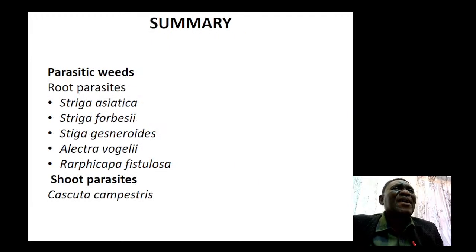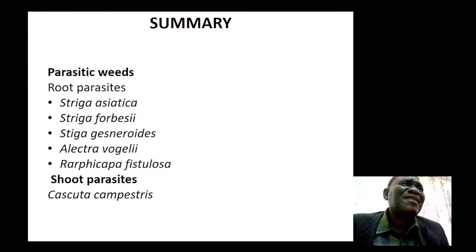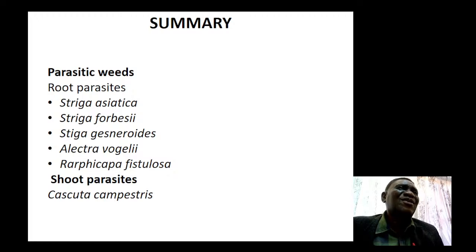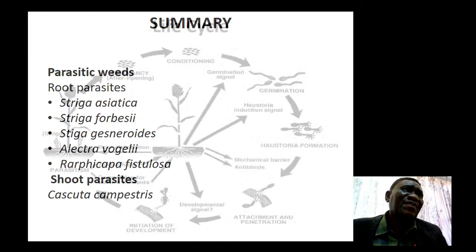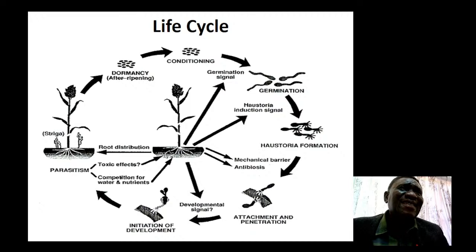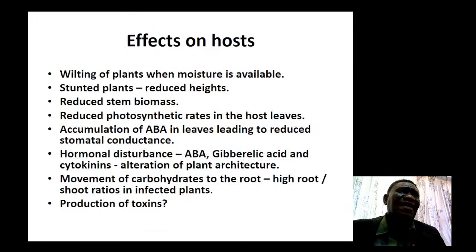So this is the summary of parasitic weeds. Root parasites, we've got Striga asiatica, Striga forbesii, Striga gesnerioides, Alectra vogelii, Rhamphicarpa fistulosa. Then we've got one shoot parasite which is important in agriculture, Cuscuta campestris. This is the life cycle. And these are the effects in summary.